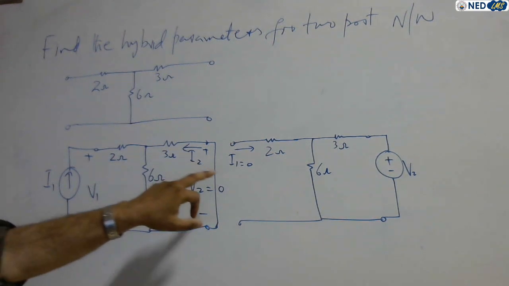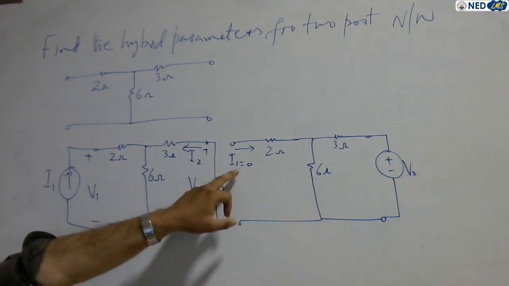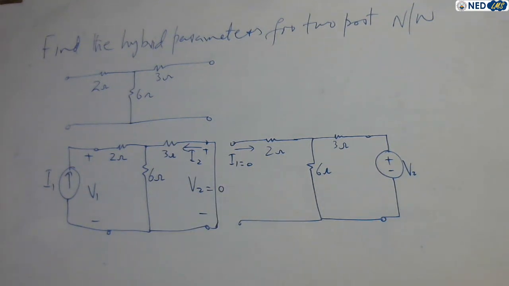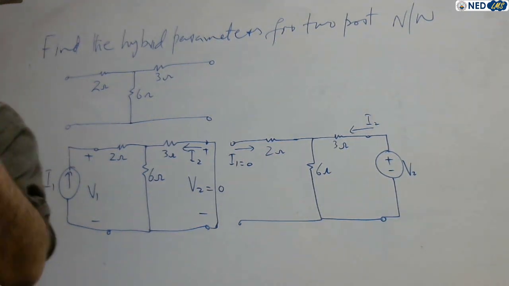Similarly, we open circuit the input side. This is open circuit, that's why current is 0, and we connect a test voltage source V2 on the output terminals, and the current drawn from those terminals is I2. Let's start solving this problem.